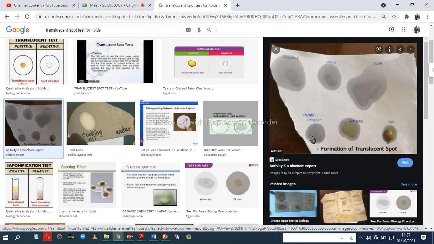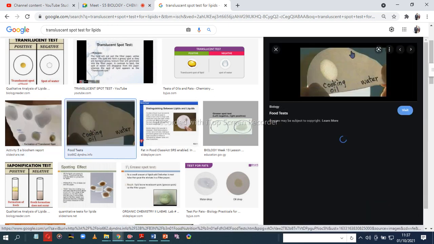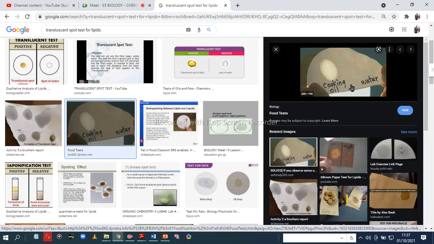So here they were testing for lipids in different substances. Here this is coconut, this is corn, olive oil, peanut, this is linseed, cod, whatever it is. On here where they dropped the lipid, you can see, this one is actually good. Here they dropped cooking oil, and here it's water. You can check the difference.